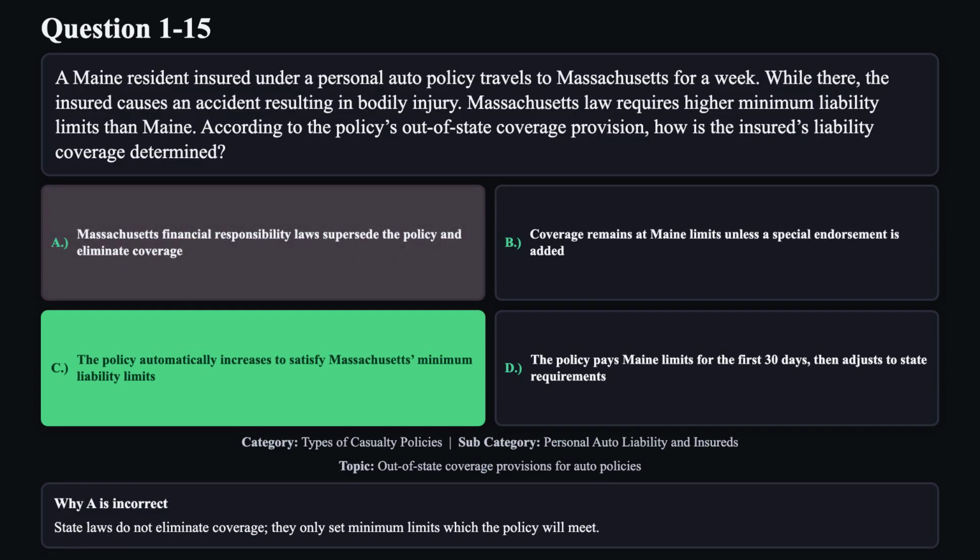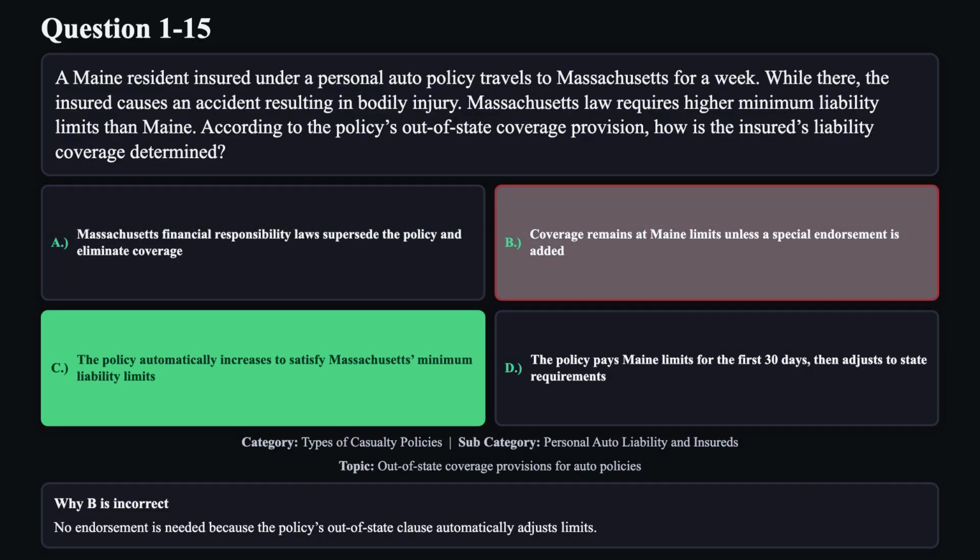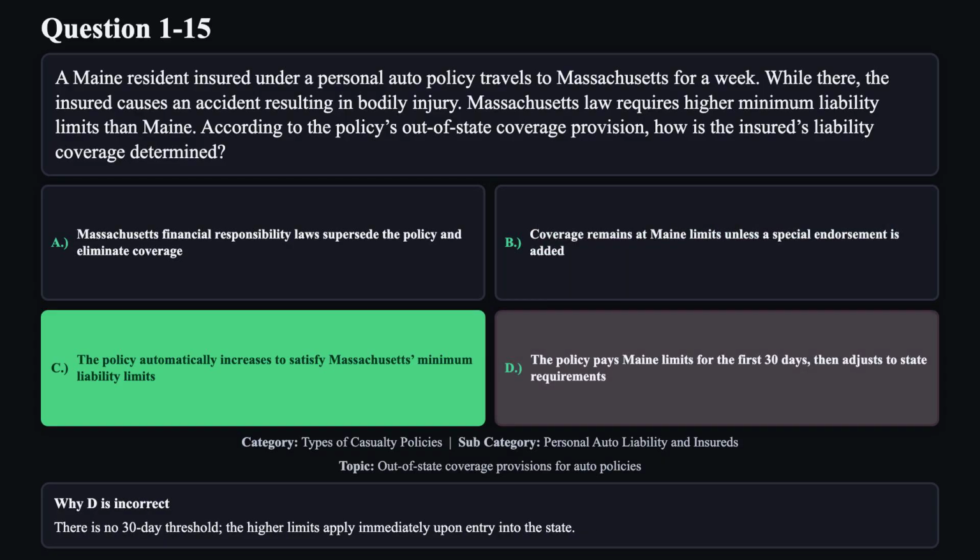Reason A is not correct. State laws do not eliminate coverage. They only set minimum limits which the policy will meet. Reason B is not correct. No endorsement is needed because the policy's out-of-state clause automatically adjusts limits. Reason D is not correct. There is no 30-day threshold. The higher limits apply immediately upon entry into the state.